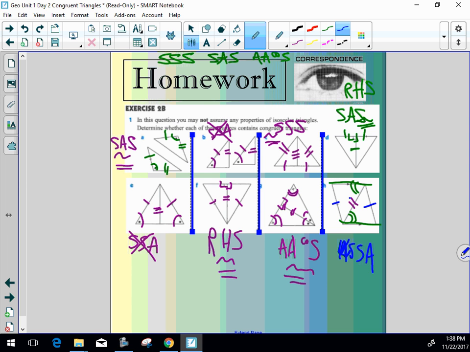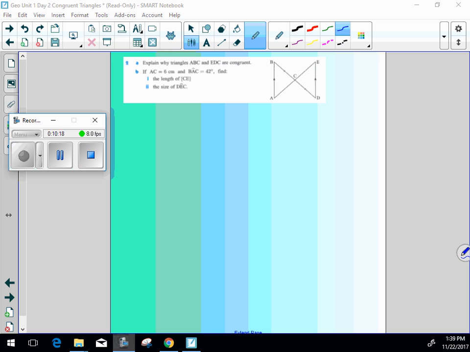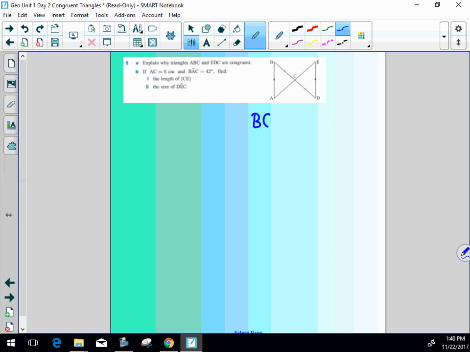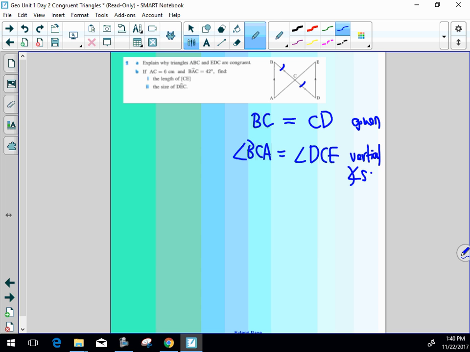Here, I'm going to pause this. This one is embarrassingly easy. Explain why the triangles ABC, EDC are congruent. Tell me what we know and give me letters here. What do we know are congruent? Yes, BC is equal to CD because given, right? And so we know these two. What else do we know? The vertical angles. So angle BCA is equal to angle DCE. Those are vertical angles, congruent. Okay? And we know one more.